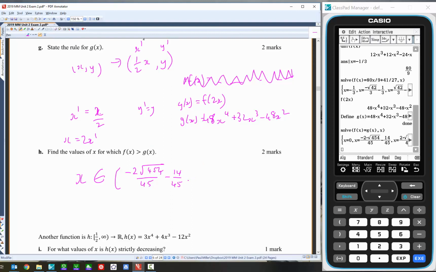All right, and now that's going to go all the way to 0 and not include it, union with from 0 all the way up to that other solution there, which will be 2 root 454 over 45, take away 14 over 45. Not inclusive of it. So essentially what I've done here is I've just excluded 0 from the solutions between those two intersection points. So a very difficult question. Maybe only one or two of you guys got that one.